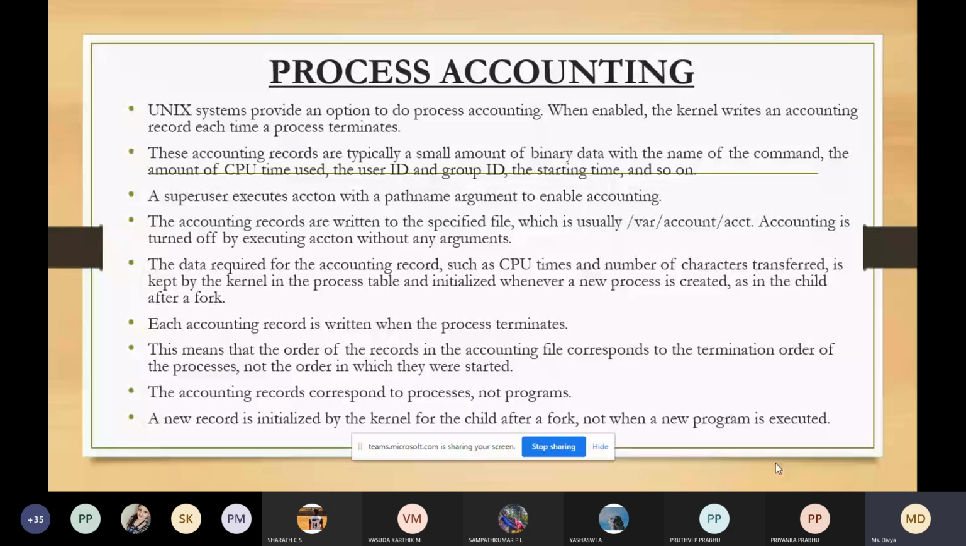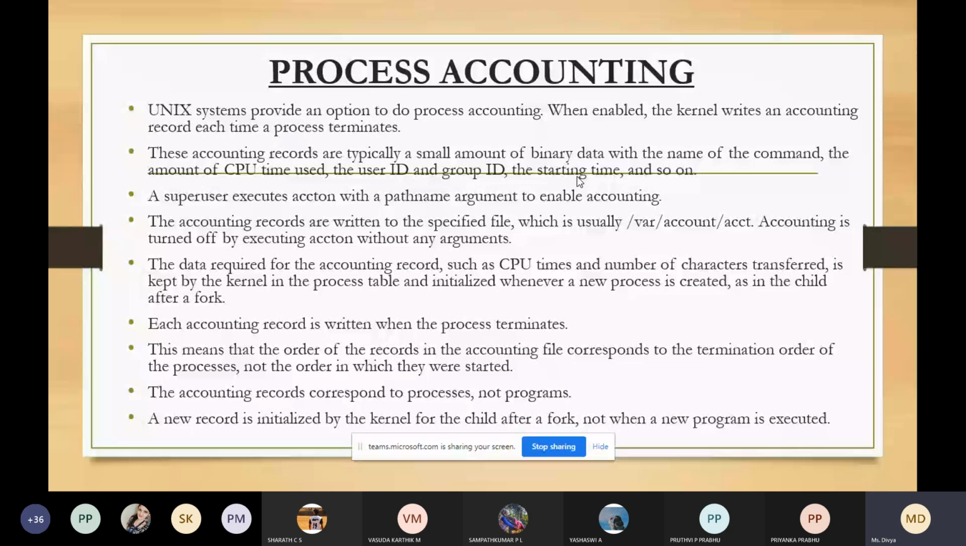In the Unix system, it provides an option to do process accounting. Process accounting is nothing but getting the information about the process. This information includes the real user ID, real group ID, any controlling terminal information, how much CPU time it has used, how much memory the process has used, and what different types of flags it has used. All this information can be accounted in what we call process accounting.